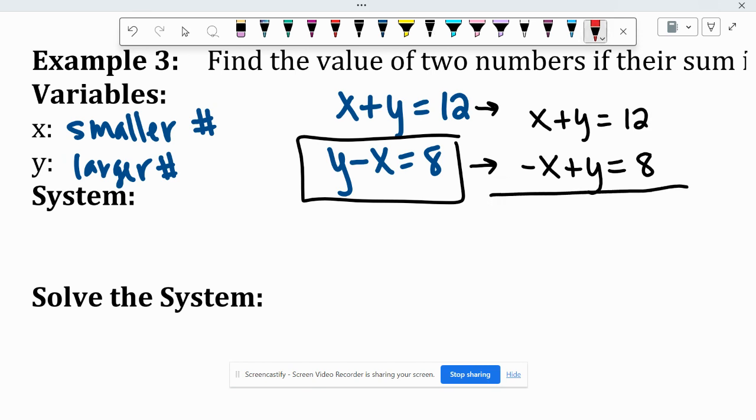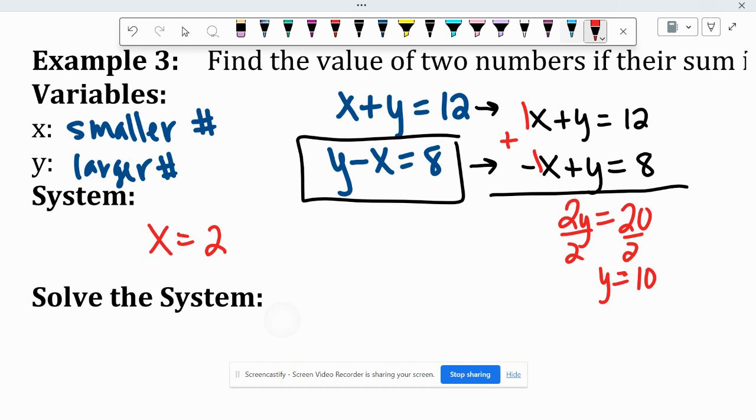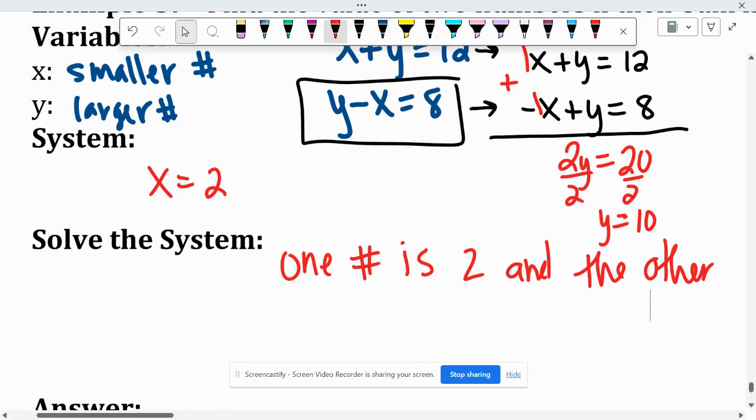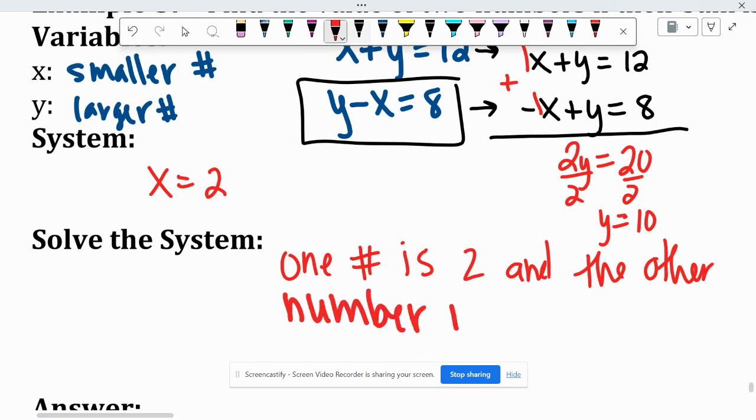And what method can I use to solve these? Yeah, elimination. I'm just going to add these two equations together. A positive 1x and a negative 1x give me 0. 1y plus 1y is 2y, equals 12 plus 8, which is 20. Divide both sides by 2. Yeah, y equals 10. So go back to your sum: if y equals 10, what does x equal? So one number is 2 and the other number is 10. Those are the types of problems that you'll see more often than not.